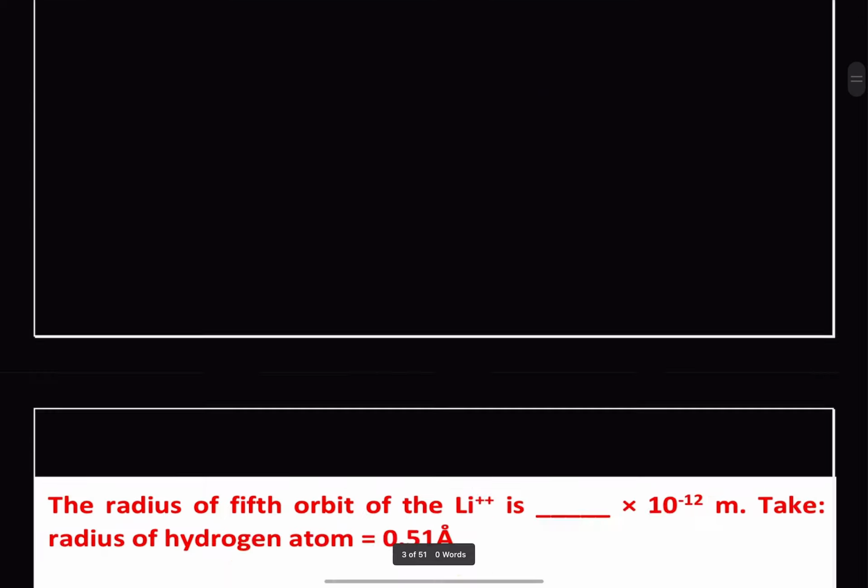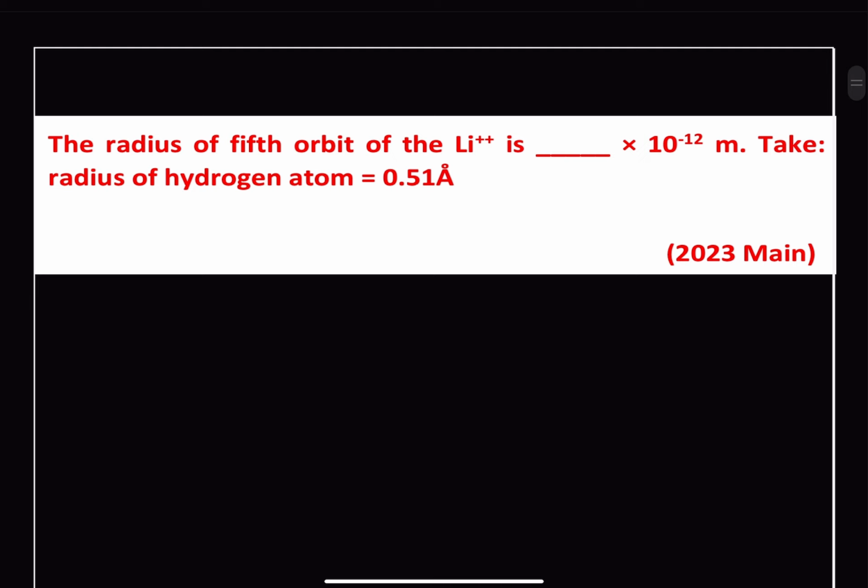Next question. It states that the radius of fifth orbit of lithium 2 positive is dash into 10 to the power minus 12 meter. Take radius of hydrogen atom as 0.51 angstrom. So we have to find the radius of lithium 2 positive ion for the fifth orbit.